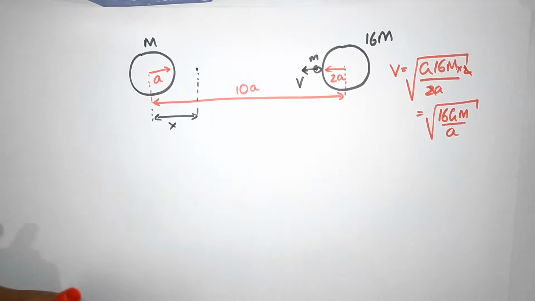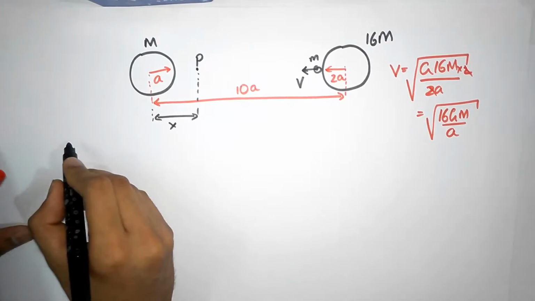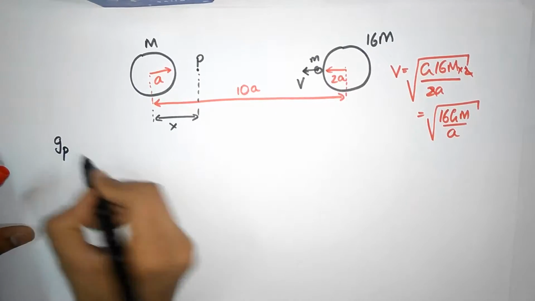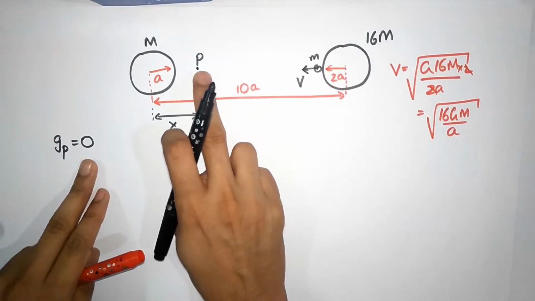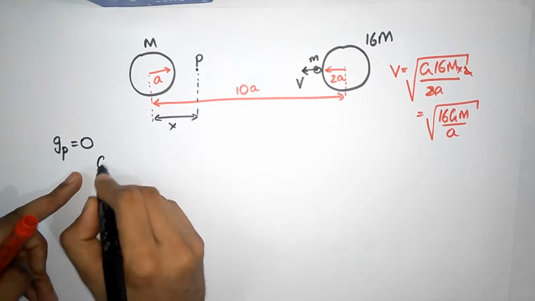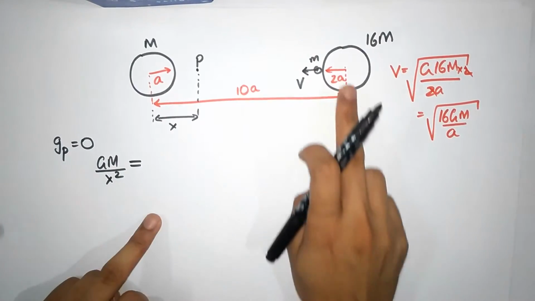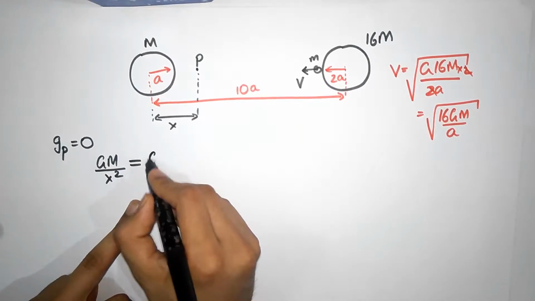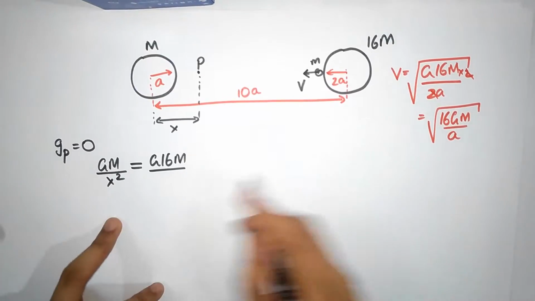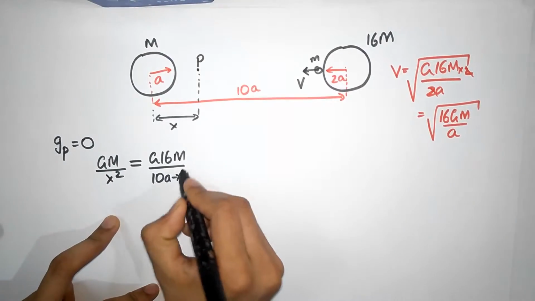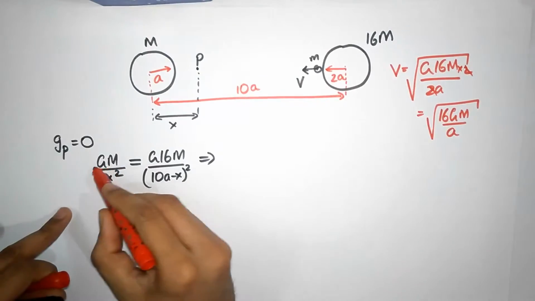And we need to find the value of x such that the gravitational field at that point, let me call that point P, is zero. So we want to find P such that the net gravitational field at P must be zero. The gravitational field at P due to this guy in magnitude is going to be GM divided by x squared. And that should be equal to the gravitational field due to this guy, which is G into 16m divided by this distance, that's 10a minus x, the whole squared. So we can take the square root on both sides and cancel out these constants.